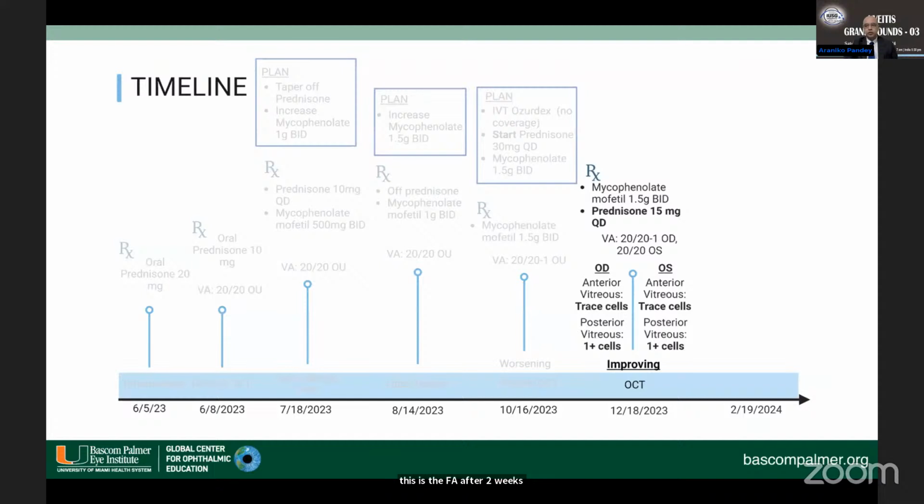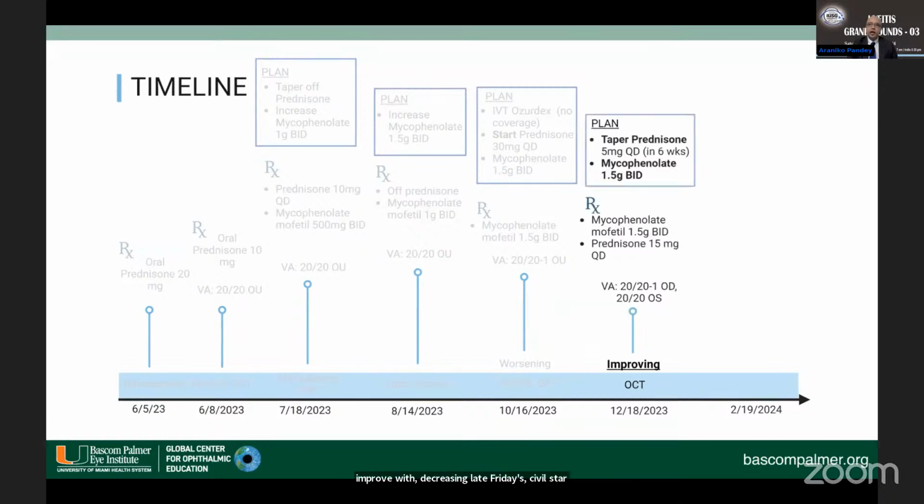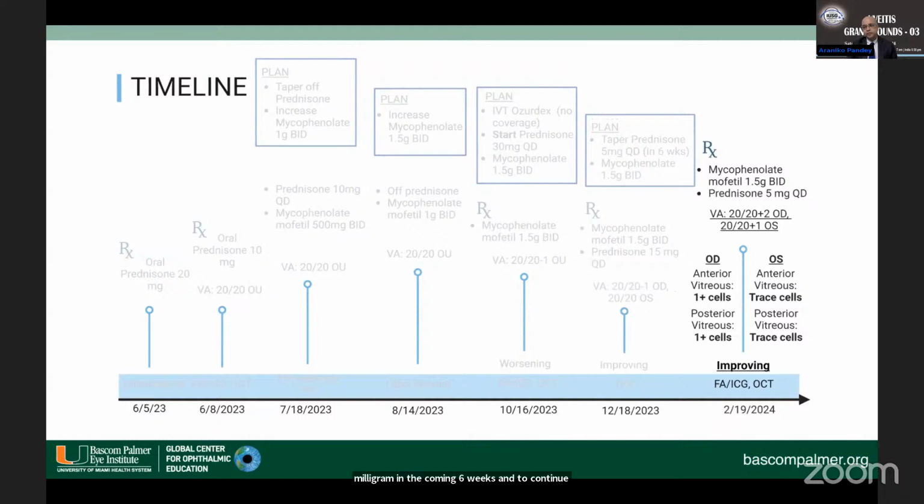So now moving back to our patient. At this time, the patient followed up after 2 months, and she started to improve with decreasing vitritis. She was tolerating the medicines well, and her prednisone was 15 milligrams, which we asked her to taper down to 5 milligrams in the coming 6 weeks and to continue the mycophenolate.